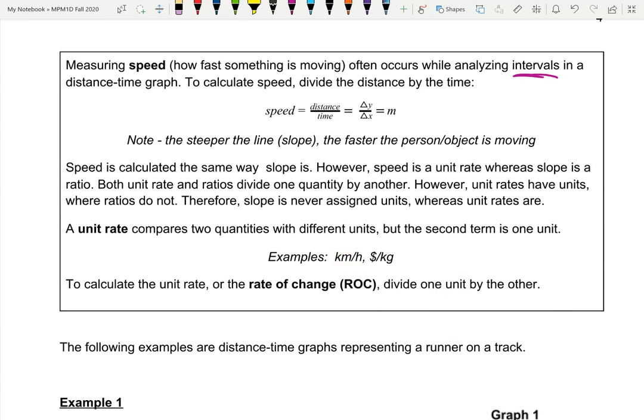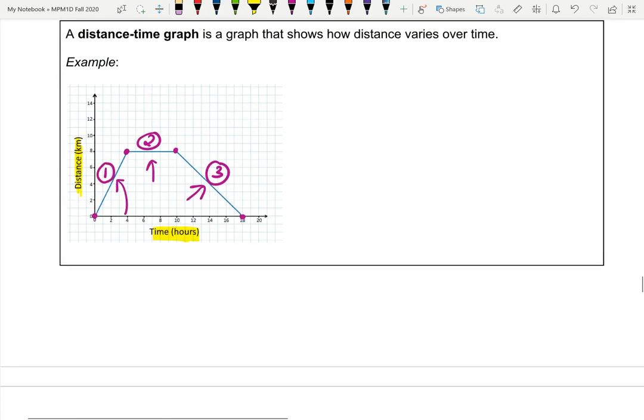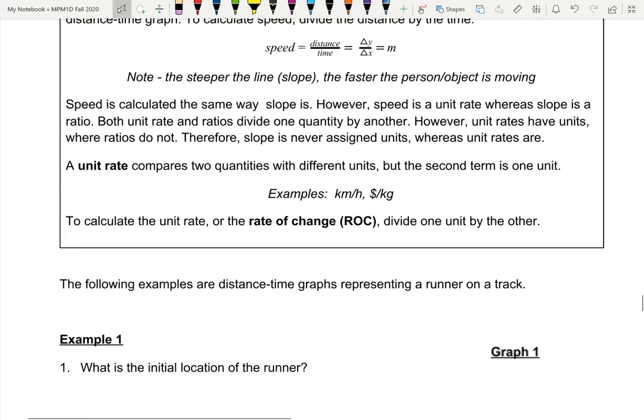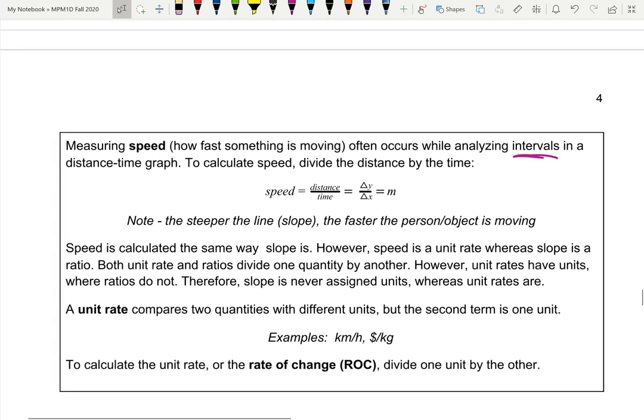So how fast someone is running, you don't say they're running 10 kilometers, or they're not running 10 hours, they're running 10 kilometers per hour. That's called a unit rate when you have 2 units together. And the units we always get from our x and y values. Our x and y values determine what the units would be at the end. There are a lot of new terms here, but they all mean the same thing.